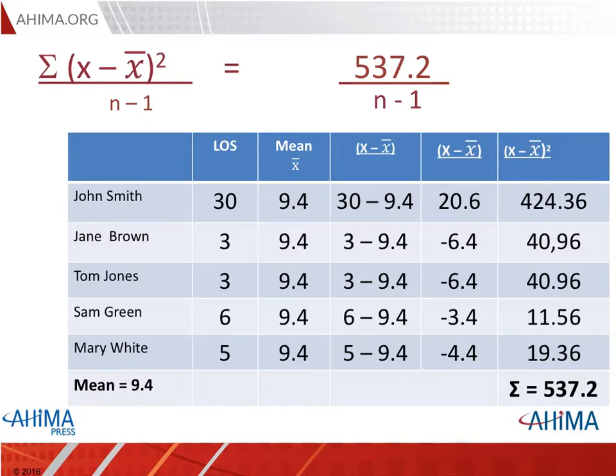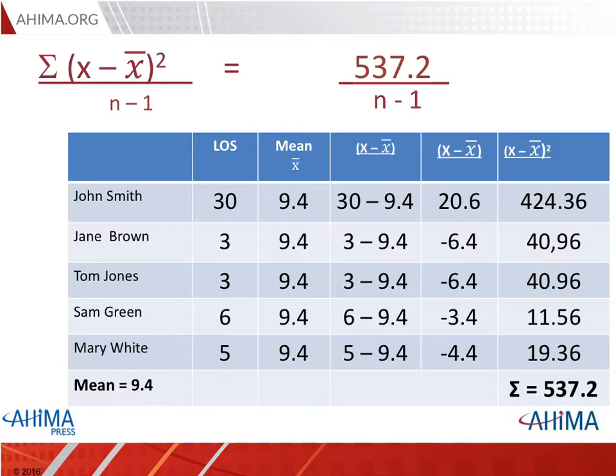We go through the same steps and subtract the mean from each of the patient's length of stay. The negative number means that they fall under the average. In this example, 4 of the 5 patients' length of stay were below the mean. This is because John's 30-day stay really inflated our mean. Our mean really didn't reflect the average length of stay for most of our patients.